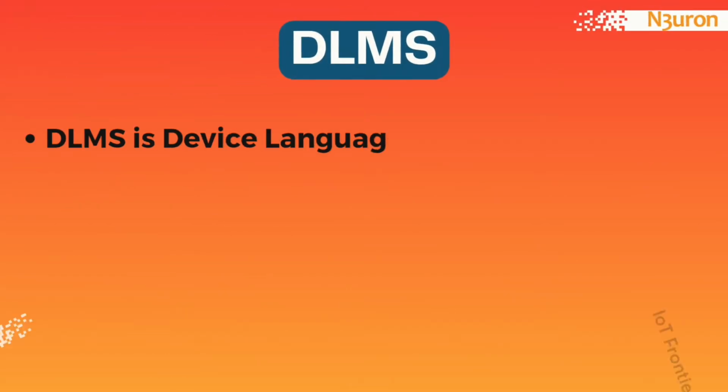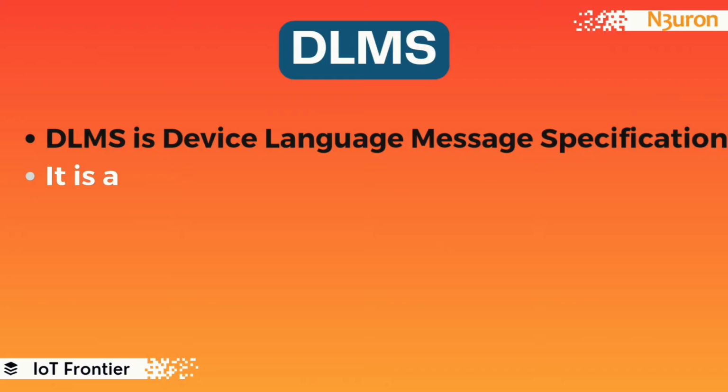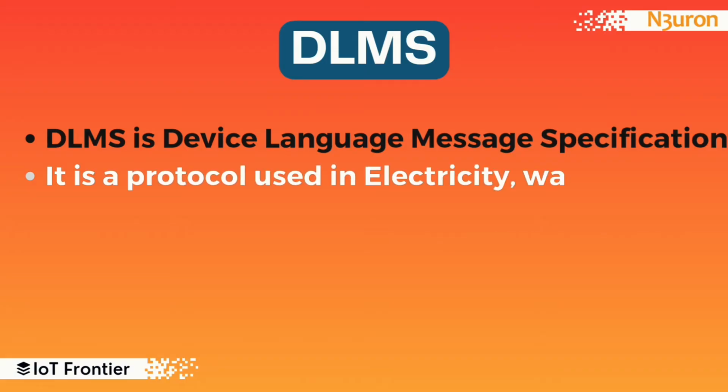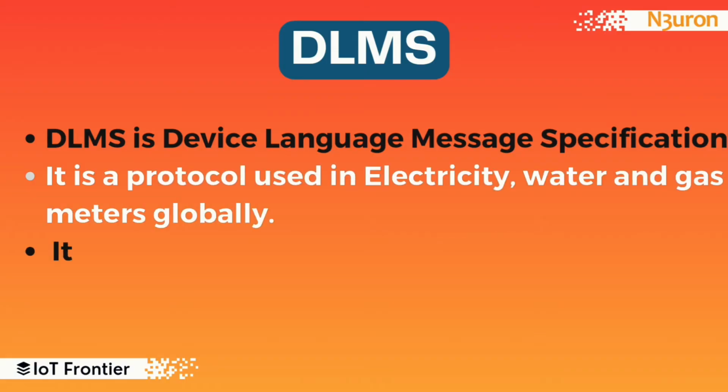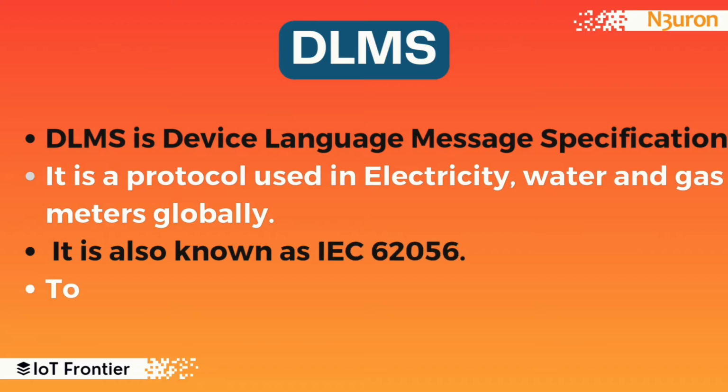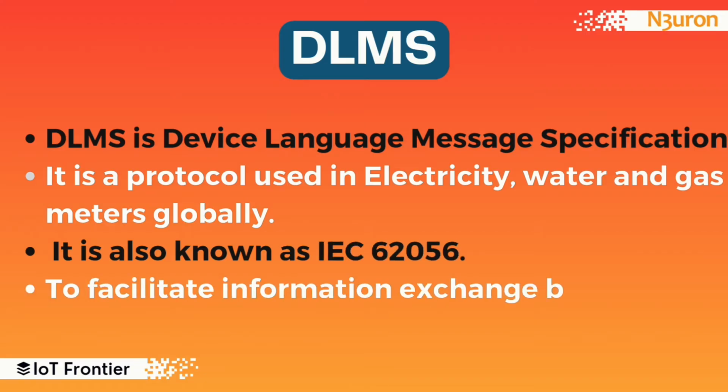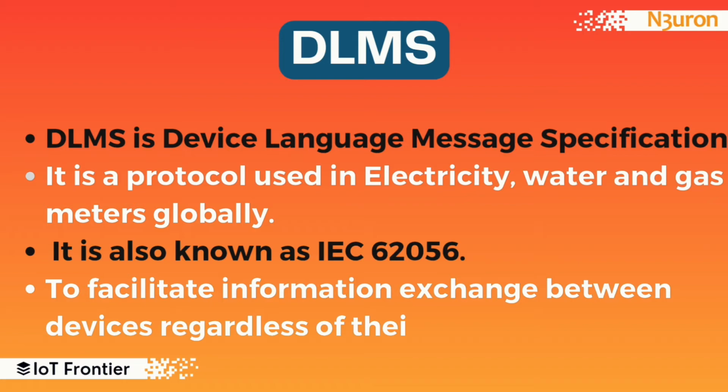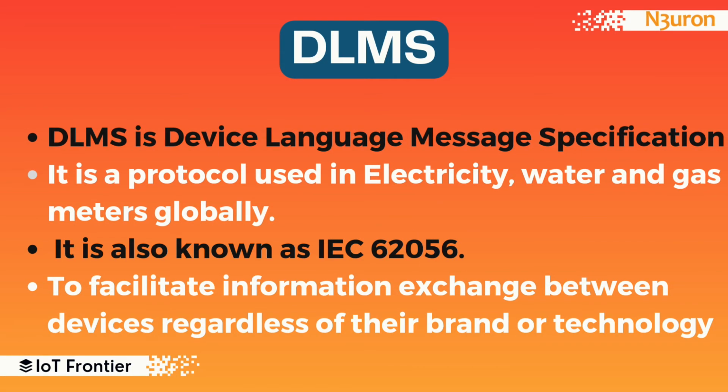First of all, let us discuss what is DLMS. DLMS, or Device Language Message Specification, is a protocol that is used in electricity, water and gas meters globally. It is also known as IEC 62056. Its purpose is to facilitate information exchange between devices regardless of their brand or communication technology they use.